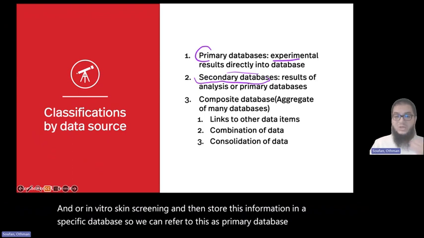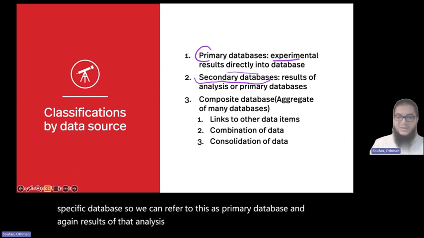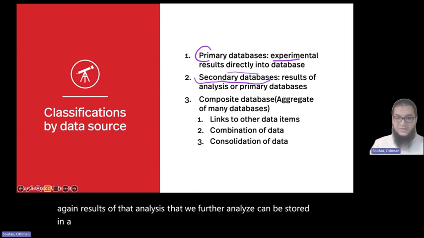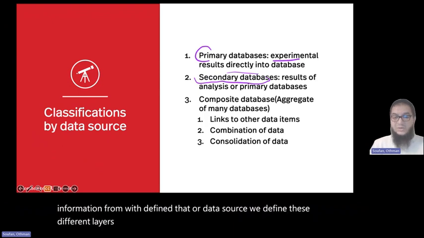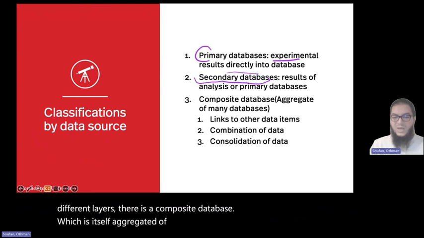And again, results of that analysis that we further analyze can be stored in a secondary level of databases. So where you are getting your information from, the data source, would define these different layers. There is also a composite database, which is itself aggregated from different databases, a combination and consolidation of data.